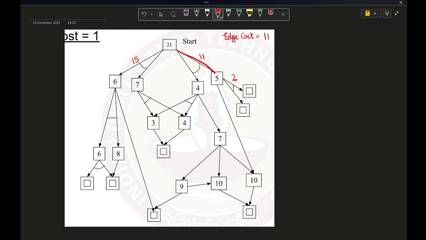Instead of 5, 2 will come over there. So this becomes 2, and this change is again propagated upwards. So it will become 8. Instead of 11, it will become 8 now.